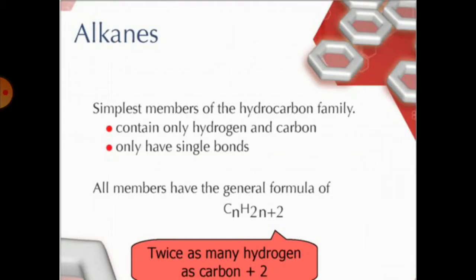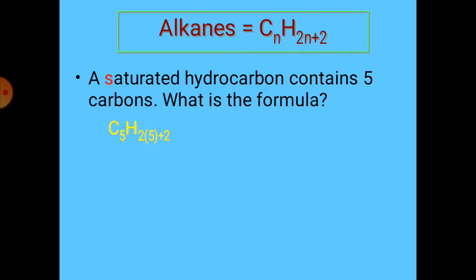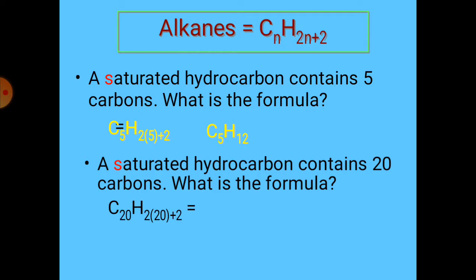Let's recall previous points. What are alkanes? They are the simplest members of the hydrocarbon family. It means they contain hydrogen and carbon, and alkanes have single bonds. All members have the general formula CnH2n+2. I told you that. These are a few examples which we discussed last time. They are saturated hydrocarbons.